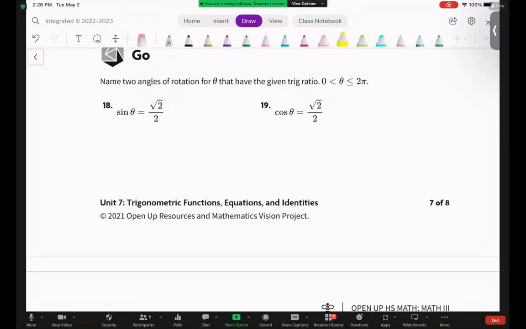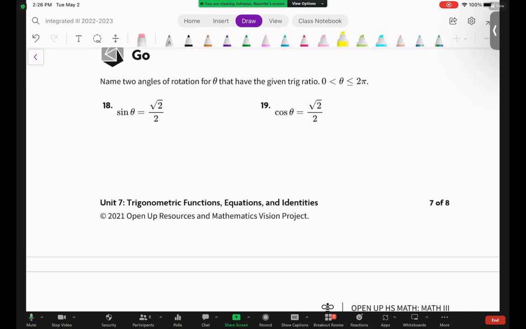All right, welcome back. We are doing 7.1, ready, set, go, number 18 and 21. It says, name two angles of rotation for theta that have the given trig ratio between 0 and 2 pi. This is something that you could have gotten during the lesson, and it was very, very subtle. So I'm going to make it very clear.